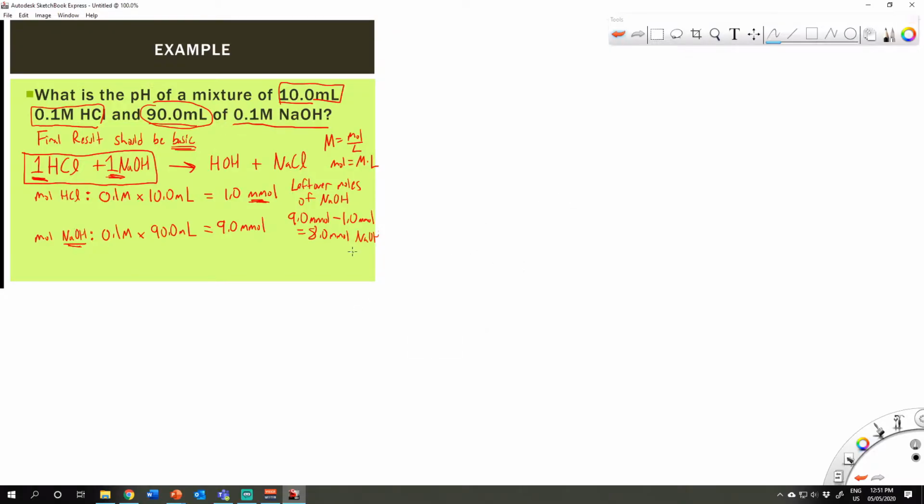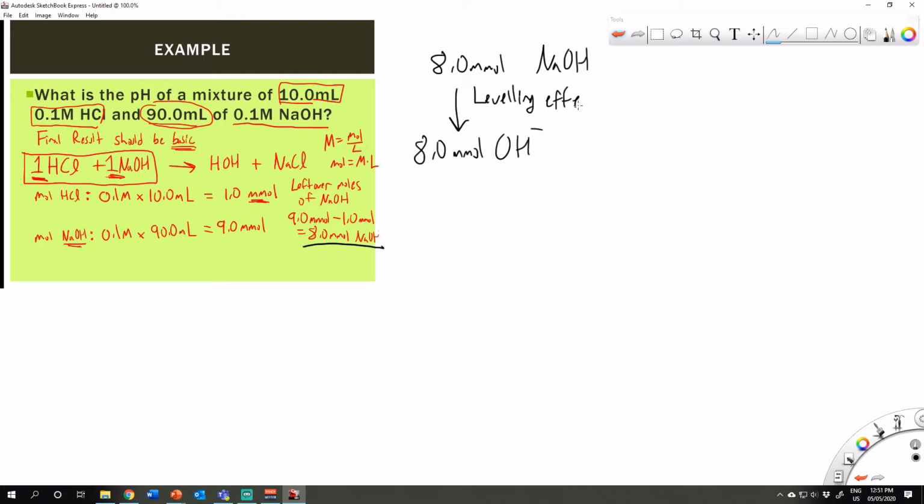All right, so here we are. So our answer from the previous step was we had 8 millimoles of NaOH. This is how many moles of NaOH we have left over. This is our base. Now, because this is a strong base, the 8 millimoles of NaOH will dissolve to create an equivalent amount of OH minus ions. Okay, and this is what makes strong acids and bases really handy to work with, because there's a leveling effect. So we'll call this leveling effect. The NaOH will create an equivalent amount of OH minus.